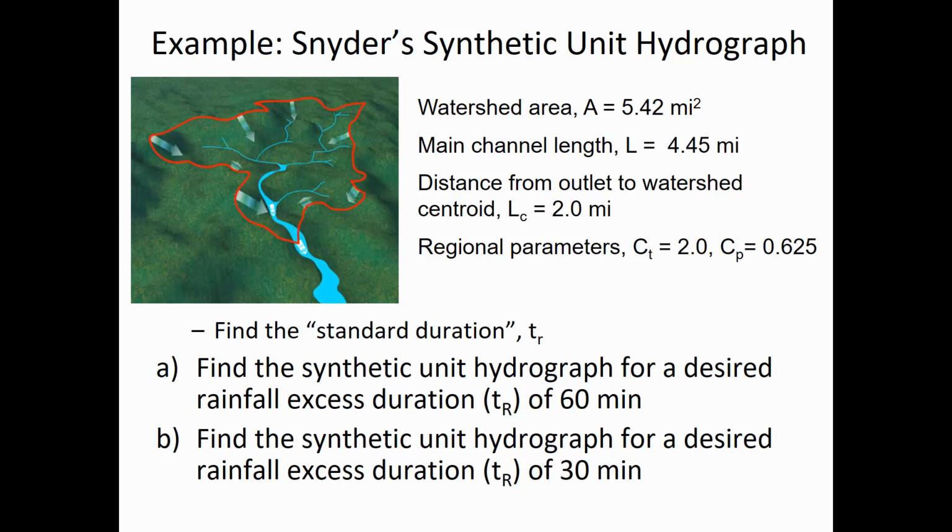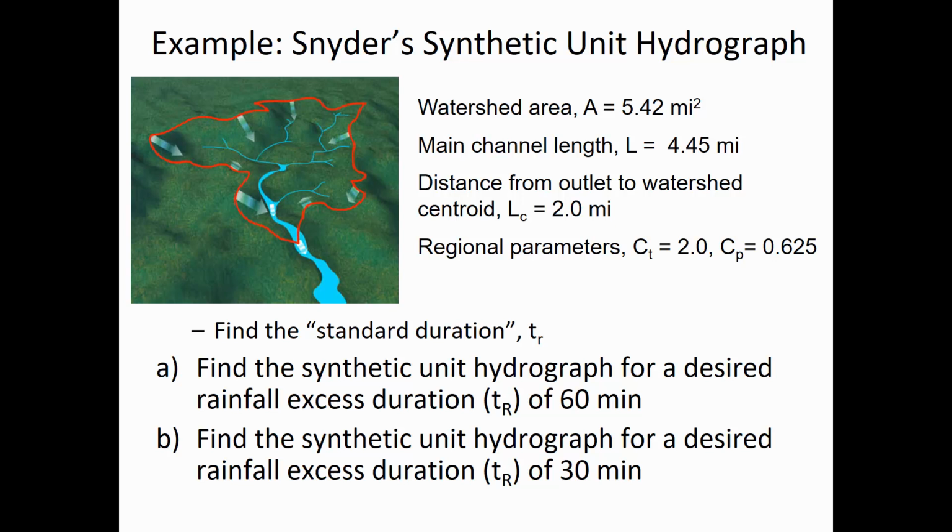Okay, so then step 3, we got to calculate this. And so 3.853 plus 0.25 times the difference between the desired duration and the standard duration. So that makes the T sub PR, in this case, 3.928 hours.